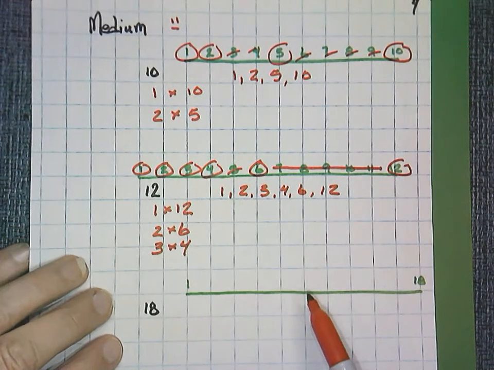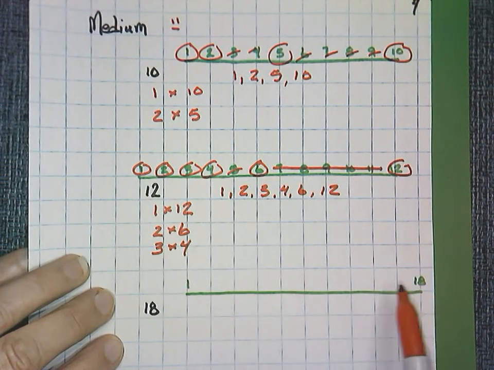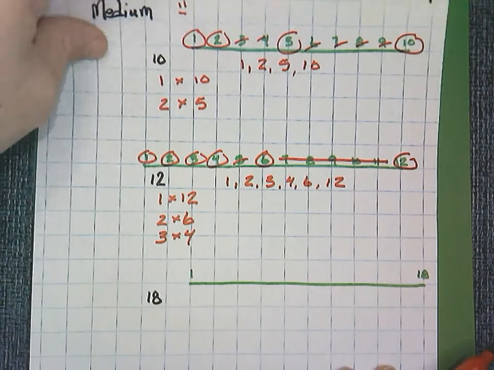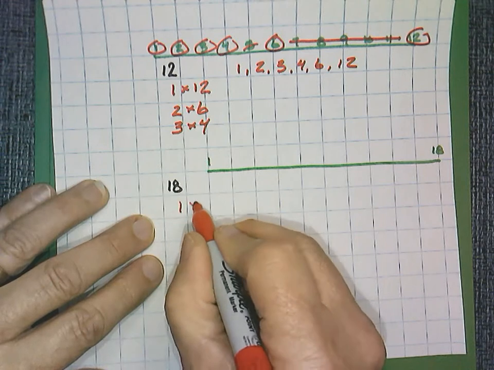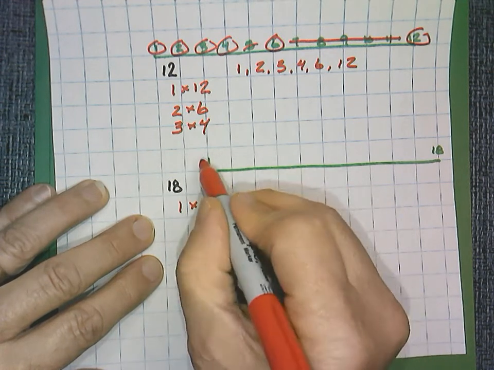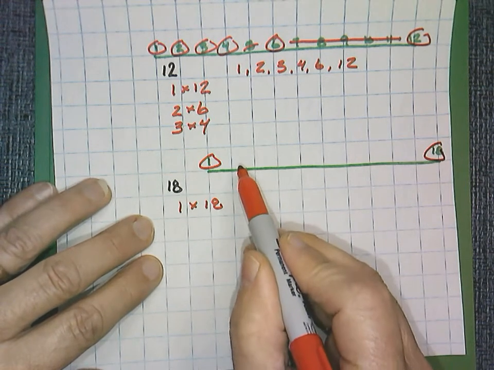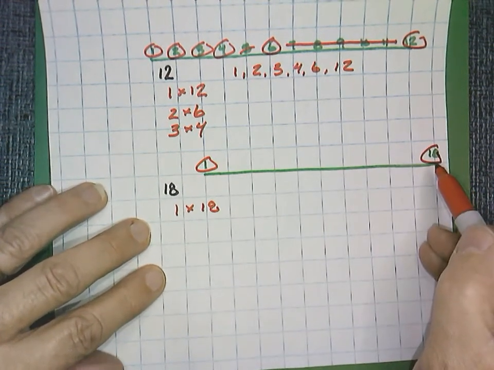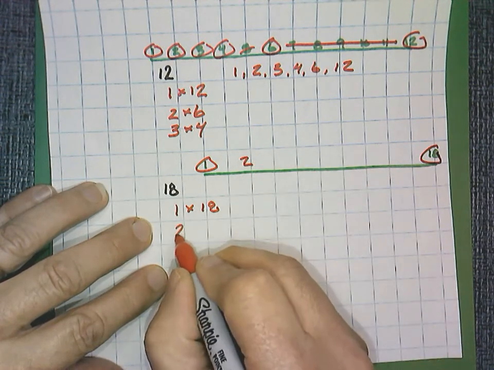Notice this time I'm just drawing a partial number line. You don't have to make a complete number line, but this does help you to organize your work. Our first is going to be 1 times 18. The next naturally would just be to check 2. Well, 18 is an even number, so yes, it is going to be 2.